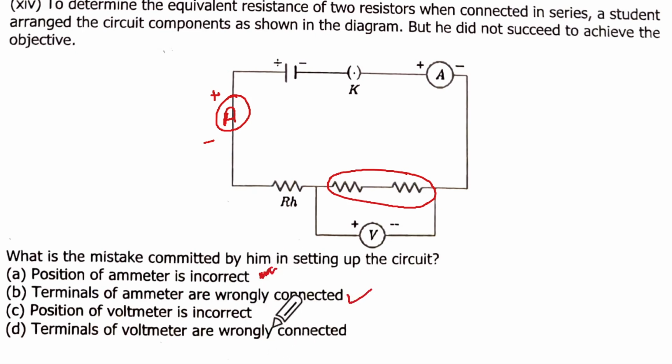Position of the voltmeter is incorrect. No, he is looking at this. Terminals of the voltmeter are positive to positive. So it is option B, terminals are wrongly connected. Understood? The positive should have been here and the negative should be here. Whether the ammeter is here or here doesn't matter. Positive should be connected to positive, so this positive should be connected to this positive. Made sense? Yes.